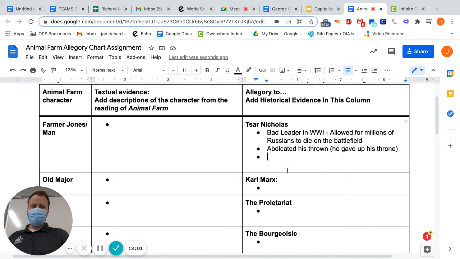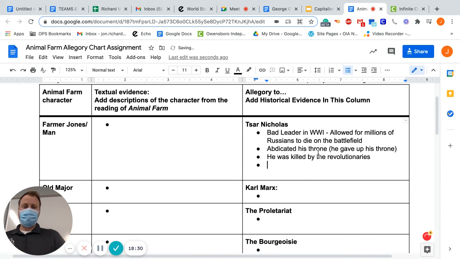You spelled throne wrong. Oh, yep. Thank you. Gave up his throne. And then later he died. Did he die of natural causes? How did he die? Oh, was he murdered? Yes, he was murdered. He was killed by the revolutionaries. When he was in power, sorry, I'll slow down. And everybody at home should be following along with us, writing this down.